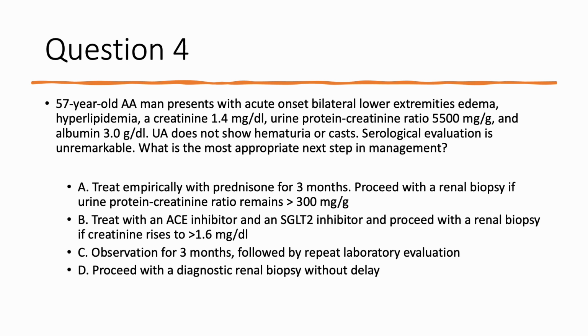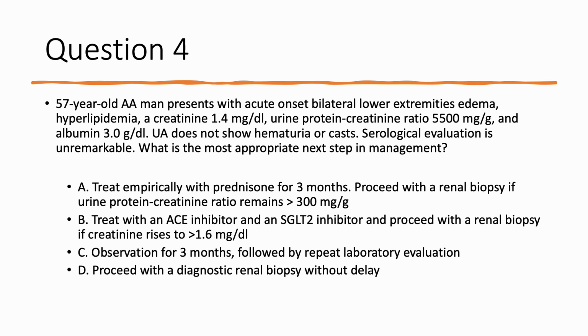A. Treat empirically with prednisone for 3 months, then proceed with a renal biopsy if urine protein creatinine ratio remains over 300 milligram per gram. Usually we define complete remission when you have below 300 milligram per gram. So if you don't have complete remission, then you do a kidney biopsy. B. Treat with an ACE inhibitor and an SGLT2 inhibitor like canagliflozin, empagliflozin, or dapagliflozin. Those are the SGLT2 inhibitors. And proceed with a renal biopsy if creatinine rises to above 1.6 milligram per deciliter.